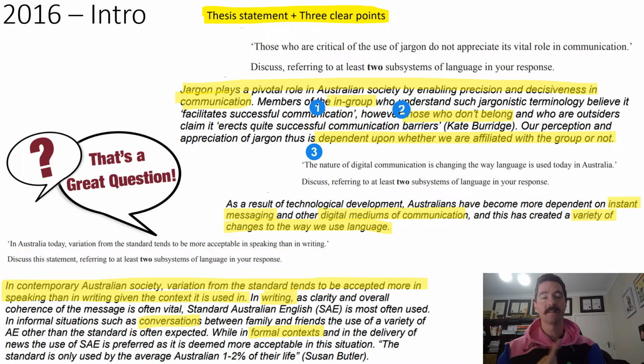It's a one-sentence introduction. So they've got the thesis statement in there. They've got the three topics, instant messaging, other forms of digital communication, and varieties of change, all in one sentence. Again, that could save you a lot of time if you think of it that way. And in the bottom one, we have their thesis statement. Then they're going to talk about writing, the spoken mode, and formal context. So those are the three topics that they've brought to it. And you can see there's a linguist quote in there as well.